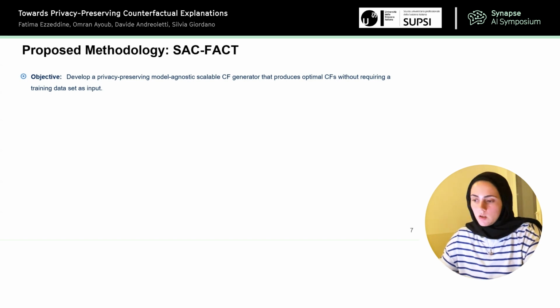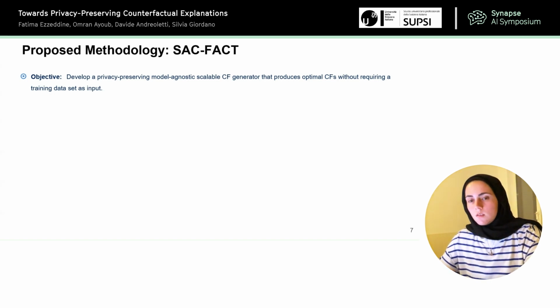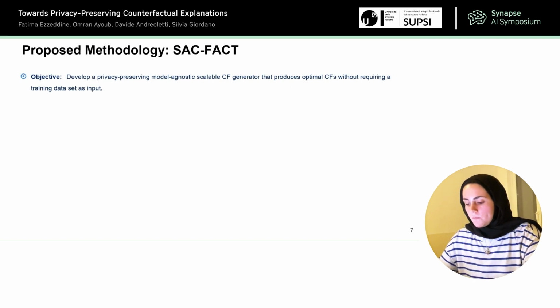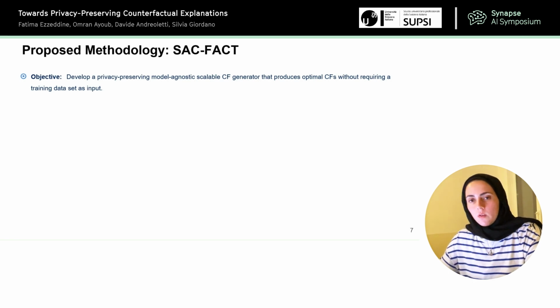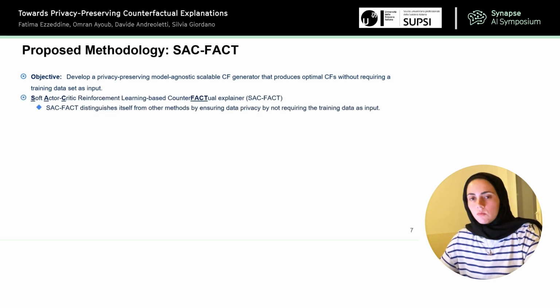Why are we saying that it does not require the training data points as an input? Because most counterfactual explanation methodologies require the dataset as an input, and they do their optimization based on this training dataset, which produces counterfactuals that are very close to the training dataset. This is a way of revealing information in these counterfactuals about these datasets to anyone who is trying to explain or attack a model or leak any type of information.